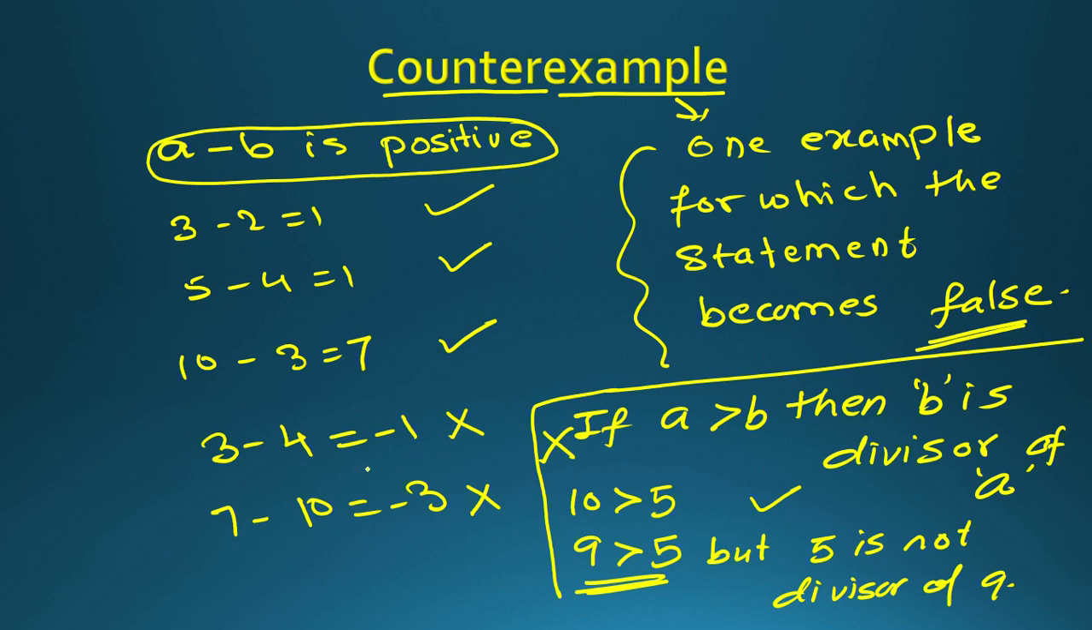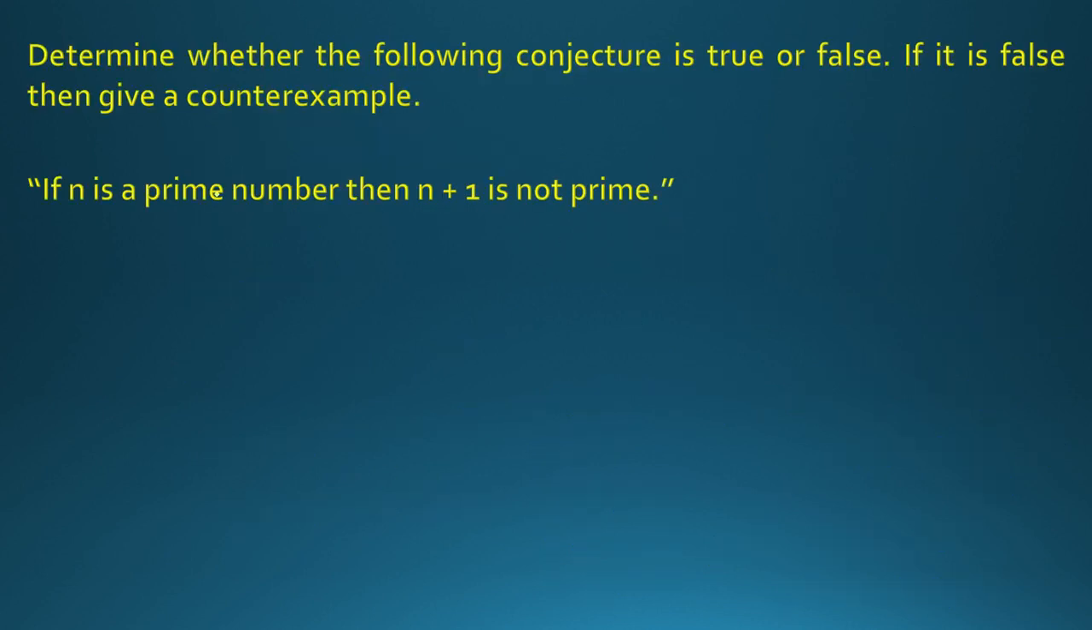Okay, so whenever you want to prove any statement false, then at least one counter example you must give there. Okay, let's talk about some more questions based on this. For example, they say, determine whether the following conjecture is true or false. If it is false, then give a counter example. Okay, if n is a prime number, see, you must recall what is the meaning of prime number. Prime number means a number which is divisible by only one or itself. Then n plus 1 is not prime.